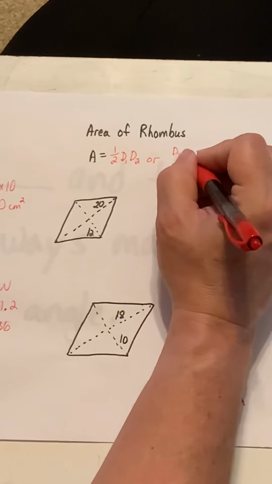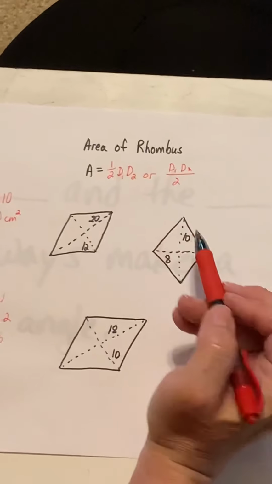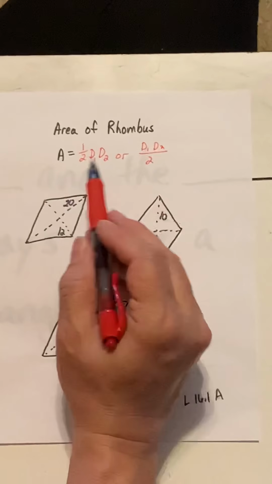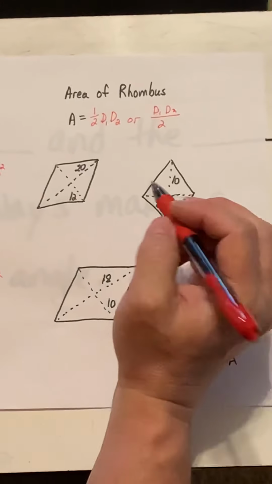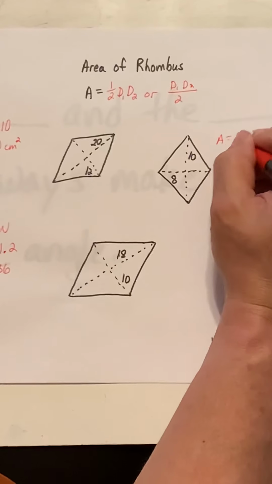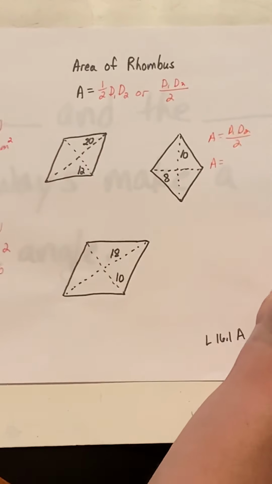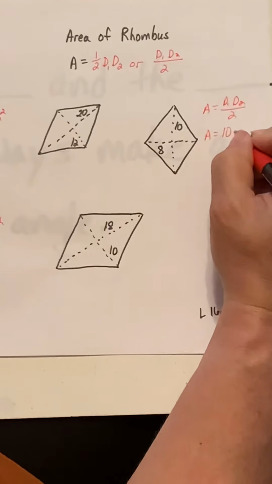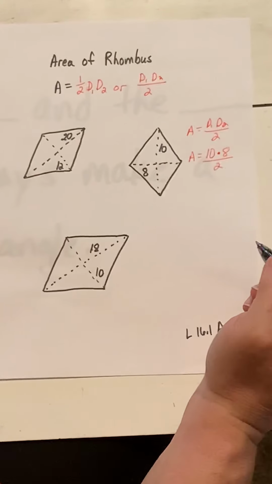I like to do it like this. Diagonal 1 times diagonal 2 divided by 2, or cut in half. They're the same formula. Choose whichever one that you prefer. Up to you. All right, so if we're going to find the area of this rhombus right here, I'm going to start by writing my formula. And I'm going to fill in my information. So diagonal 1 we'll call 10, times diagonal 2 we'll call 8, all divided by 2.